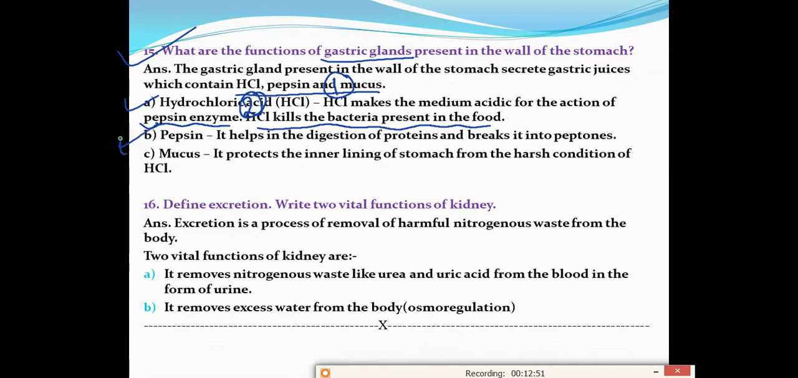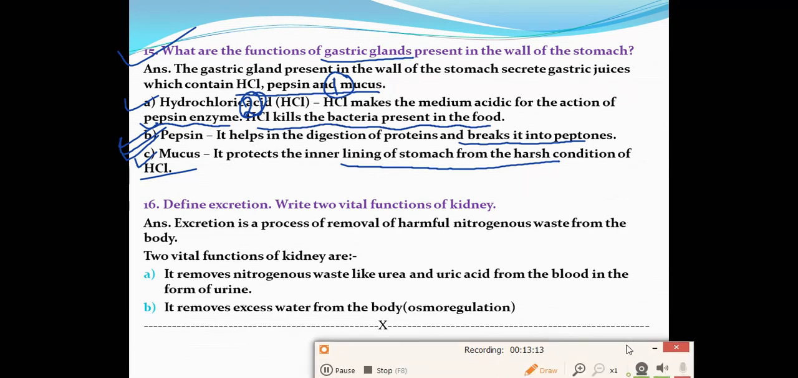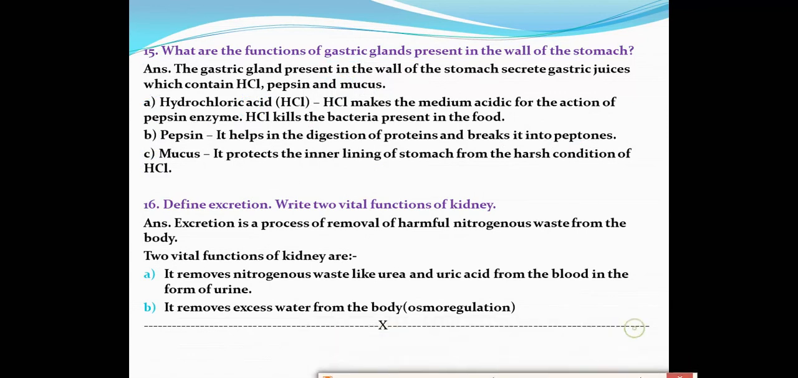Next question, what is the function of pepsin? It helps in the digestion of proteins and breaks them into peptones. So proteins will be converted into peptones with the help of the pepsin enzyme. Next is mucus. So what is the function of mucus? It protects the inner lining of the stomach from the harsh condition of HCl. We know that HCl is very dangerous, it is very corrosive in nature. So what will mucus do? It will protect the inner lining of the stomach from the harsh condition of HCl. So these are the functions of the gastric glands present in the walls of the stomach.